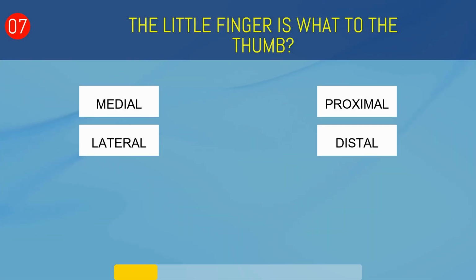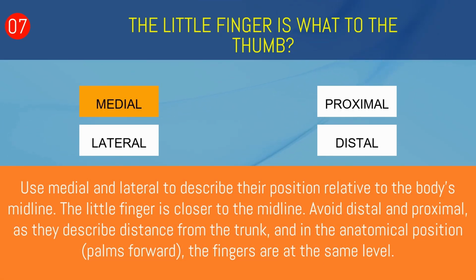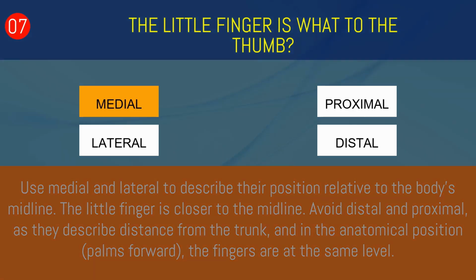The little finger is what to the thumb? Medial, lateral, proximal, or distal? Medial. Use medial and lateral to describe their position relative to the body's midline. The little finger is closer to the midline. Avoid distal and proximal as they describe distance from the trunk, and in the anatomical position, palms forward, the fingers are at the same level.